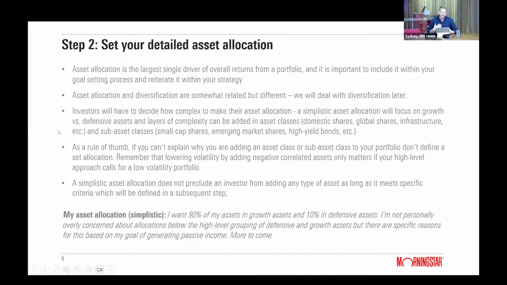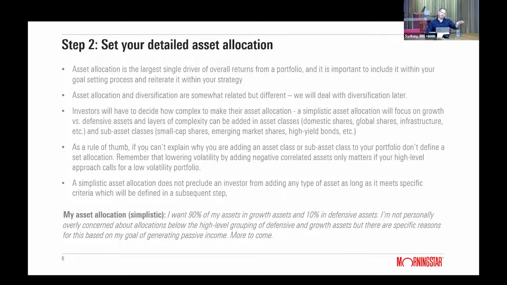A decision that investors need to make is how complex you want to make your asset allocation. So at a simplistic level, it's looking at growth versus defensive. But we can layer in a lot of complexity if we want. And this, once again, should tie into what we're trying to accomplish. So we can use different asset classes. So instead of saying I want growth and defensive and the percentages in each, I can say I want to allocate a certain amount to domestic shares.